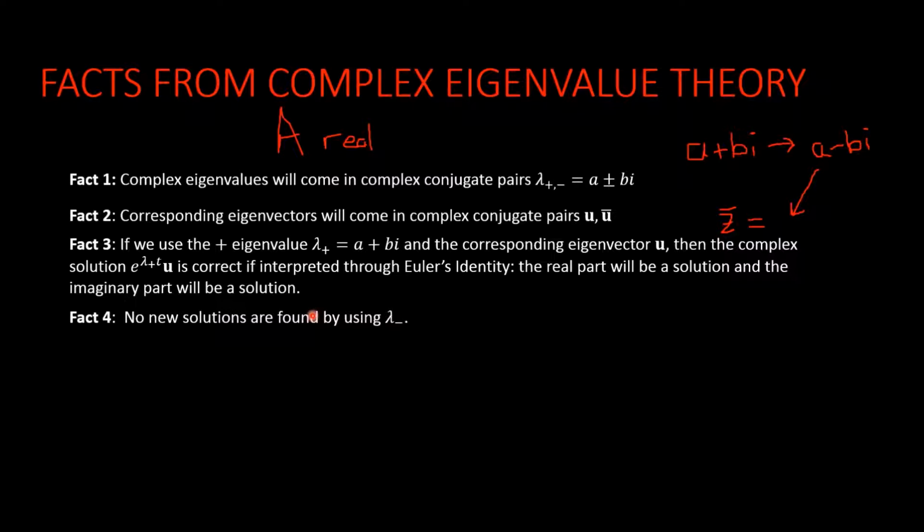And finally, the last fact, which is just kind of insurance for you, really, is that you won't find any different solutions by using the other eigenvalue. You would end up with essentially the same solutions. I say essentially because there's some shenanigans with the constants that might change, but the solutions will be essentially the same. You won't lose anything by just considering the first eigenvalue, lambda plus. Lambda minus will not give you anything new. I promise you that.